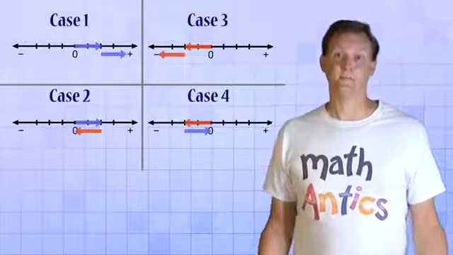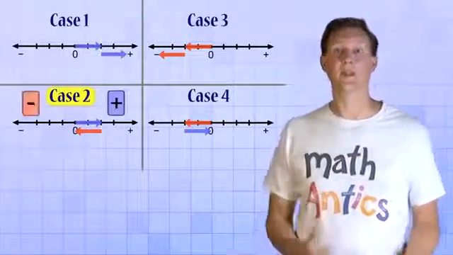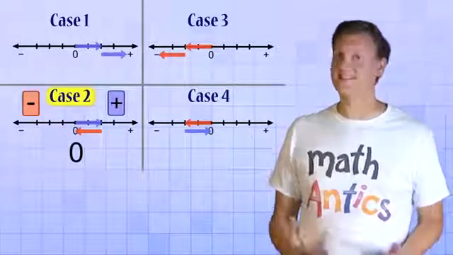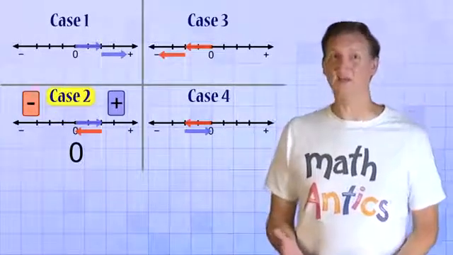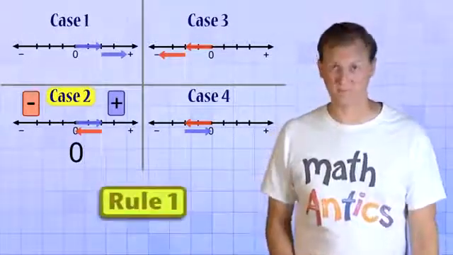As you can see, case 2 is a little more complicated because the answer can be positive, negative, or even 0 depending on the numbers you're subtracting. And it's even more complicated than that because there's also another way this type of problem can be written thanks to rule number 1.